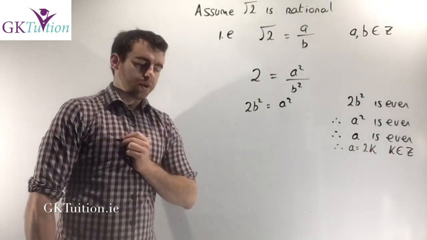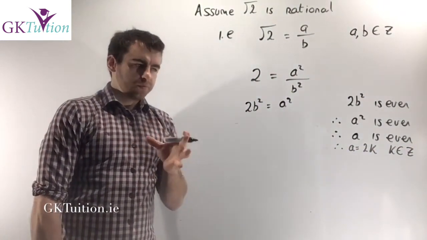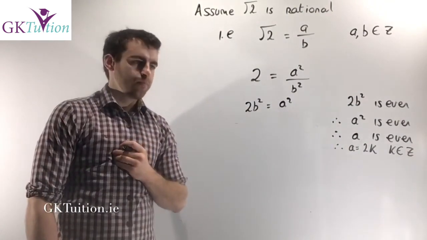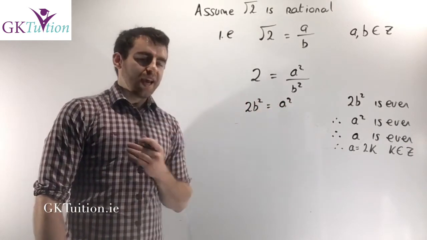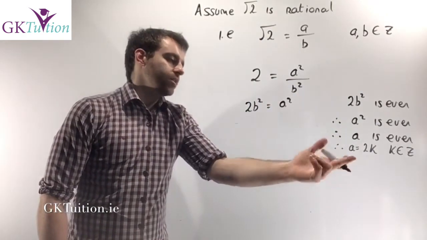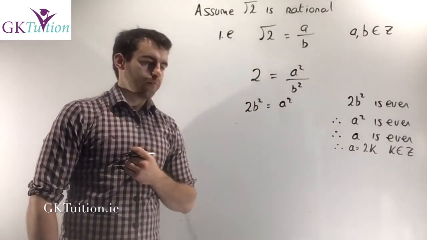K is a whole number. So that's the really obscure things. If you're not 100% sure on that, maybe just rewind this and watch my explanation again. Simply from getting to the point that 2b squared is equal to a squared, I can conclude that a must be even, and that, in other words, it can be written in the form of 2 times another whole number.